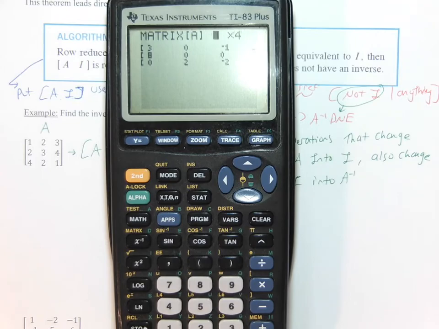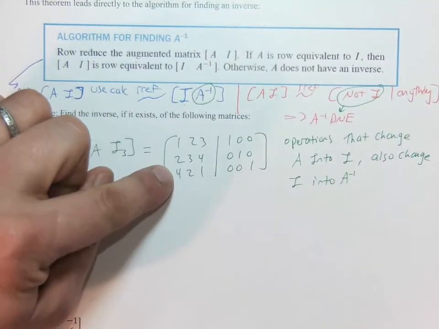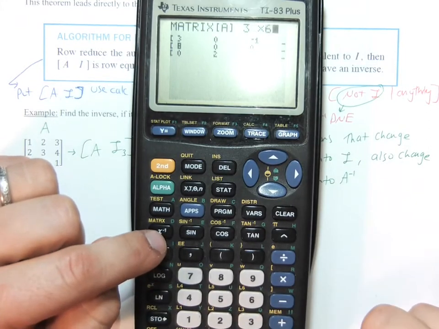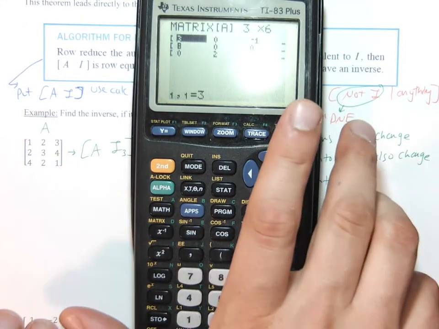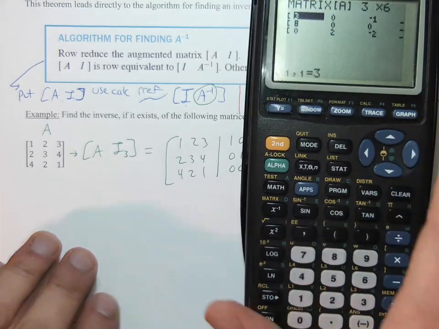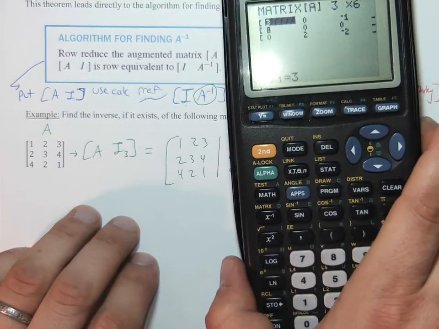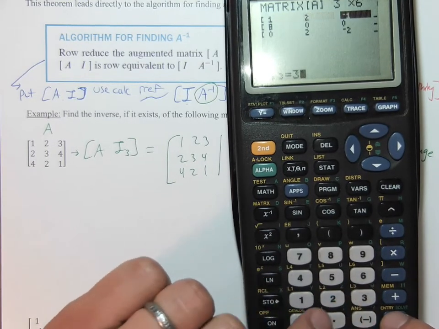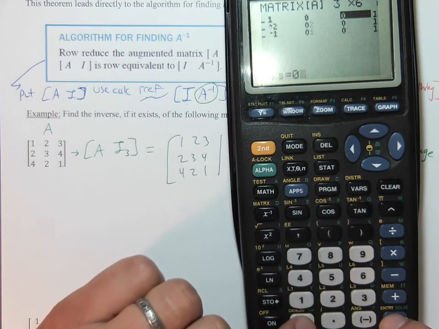How big do I want it to be? I want it to be 3 by 6. So it's going to be a 3 by 6, and I'm just going to punch in those numbers. Remember, you punch the number and then hit enter to go to the next one. So 1, 2, 3, and then we'd have 1, 0, 0.